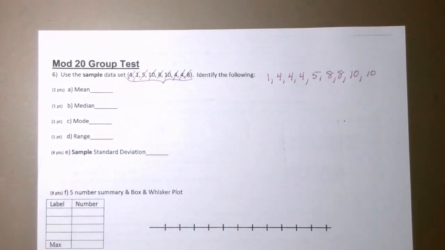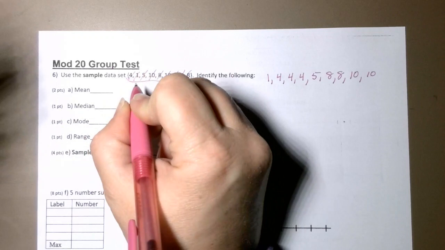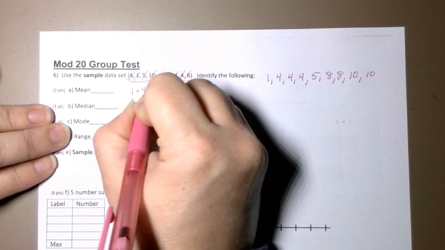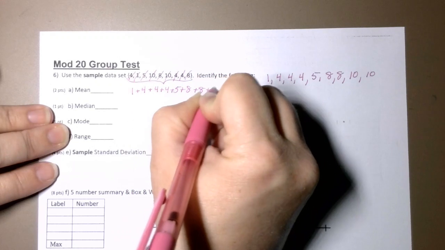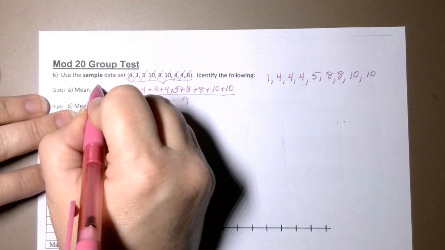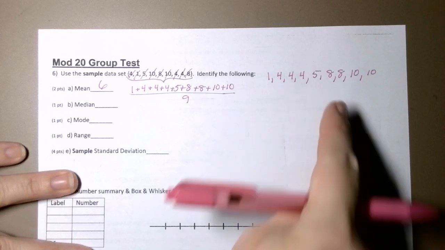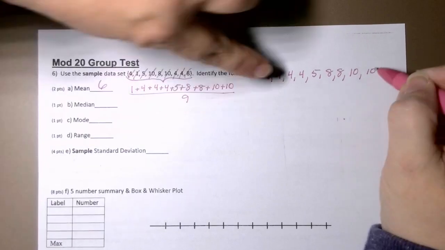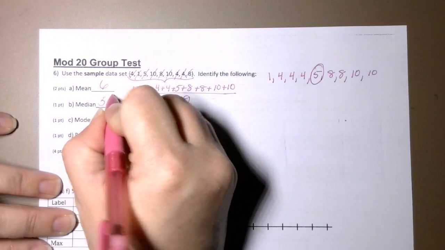All right, for the mean, I think everybody got that. I'm going to write out the steps just because this is the group test, and that way if there's ever any questions. So 1 plus 4 plus 4 plus 4 plus 5 plus 8 plus 8 plus 10 plus 10, all divided by 9. That's our mean, and it ends up being? Okay, and again, it should be somewhere relatively around the middle of your data, which is reasonable. Median, what is exactly in the middle of my data? 5, that's my median.